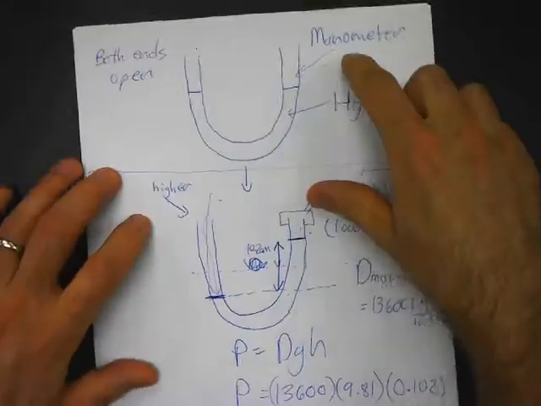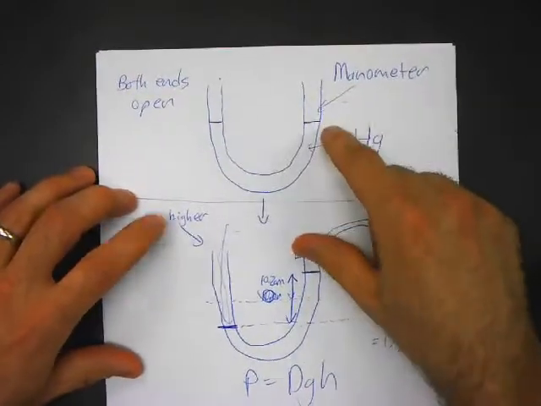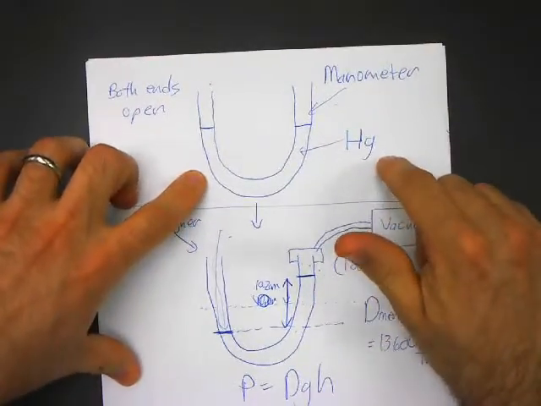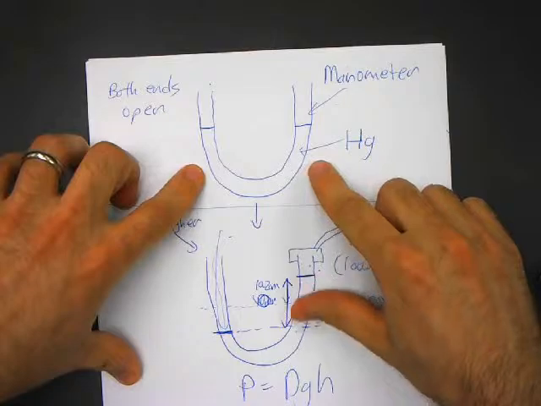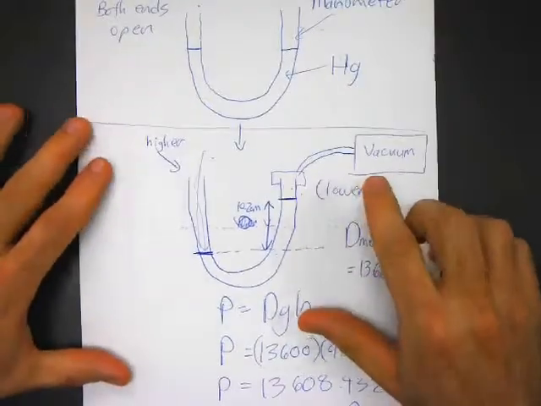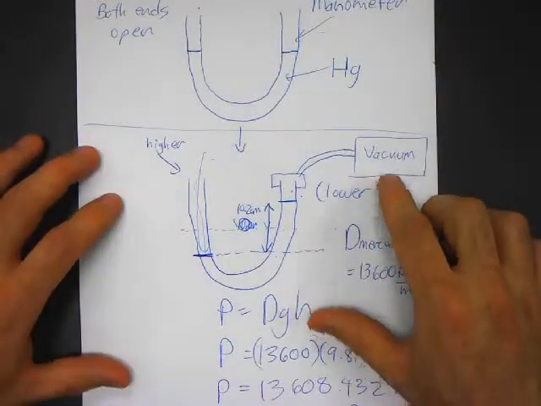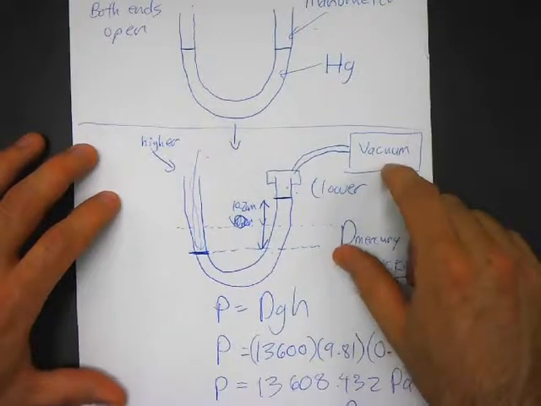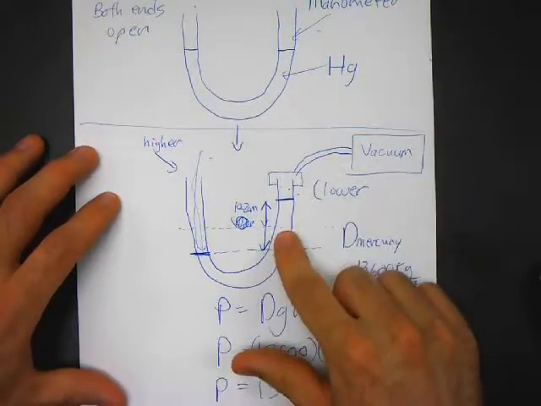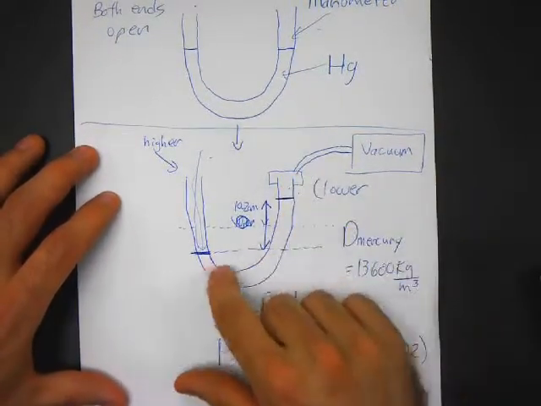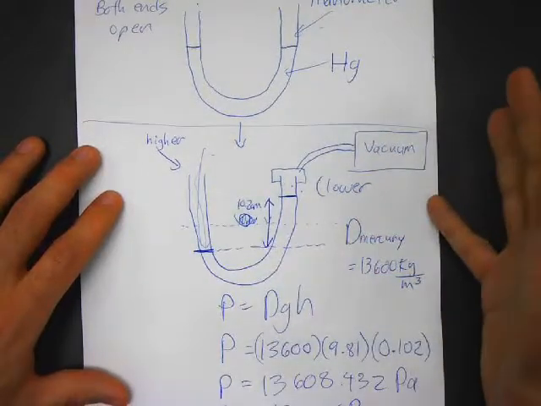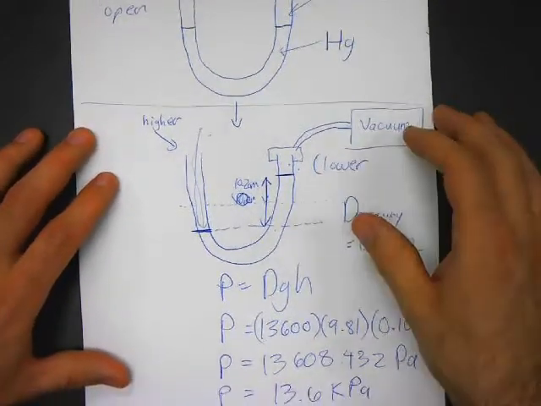You've got a manometer. Okay, which is a U-shaped tube. We filled it with mercury this time. This is when both ends are open. If I put a vacuum on one side, I could also put a pressure like an air tank and apply some pressure here, and it would make this go down and this go up. Same difference. You still calculate things the same way.